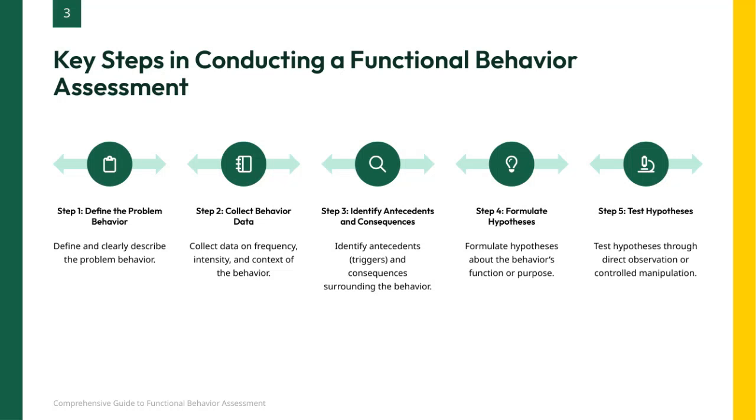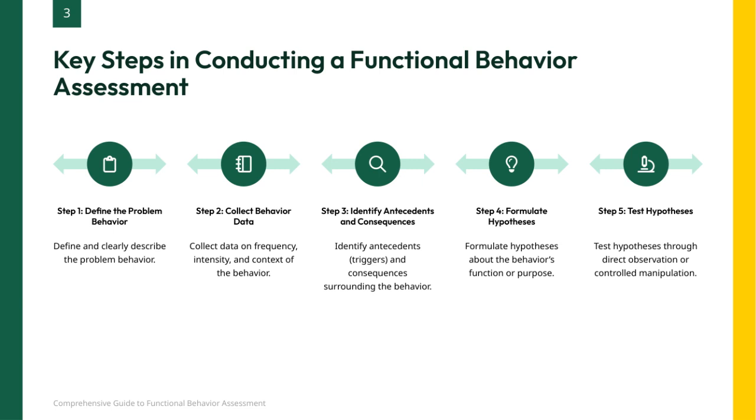When conducting a functional behavior assessment, the first crucial step is to define the problem behavior clearly and precisely. This means describing exactly what the behavior looks like, so everyone understands what we're addressing. Next, we collect detailed data on how often the behavior occurs, how intense it is, and the context in which it happens. This helps us get a full picture of the behavior in different situations.